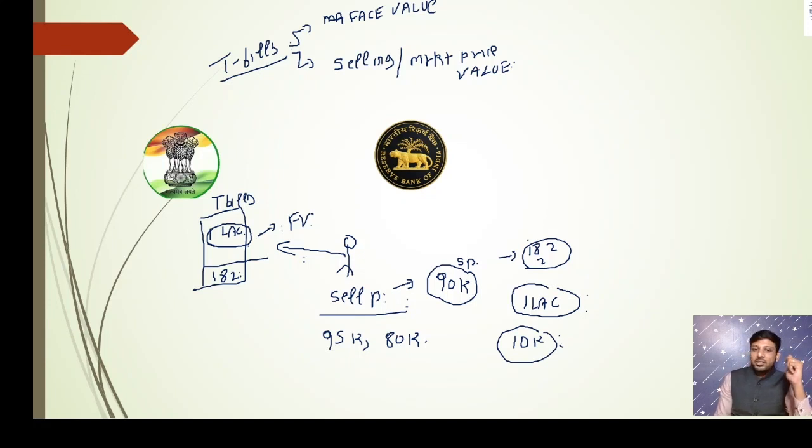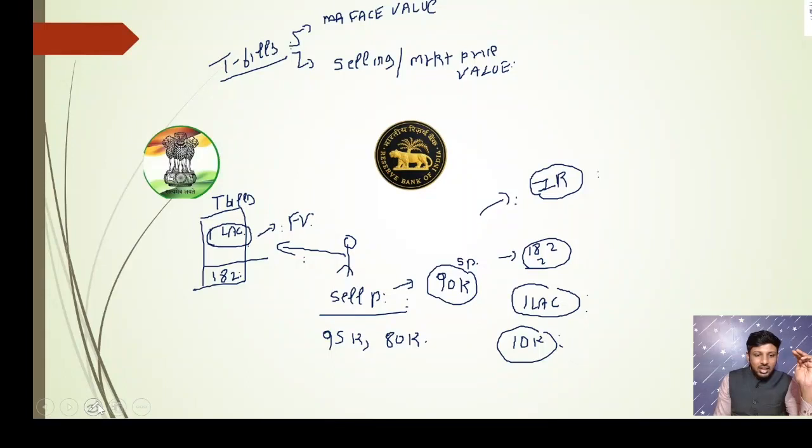But one more important thing with respect to the treasury bill is that treasury bills do not carry any interest rate. Instead, whatever the difference between the face value and the selling price is, that difference is taken as the profit. In this case, 10,000 is your profit and there is no interest for this. So this is with respect to the treasury bills.